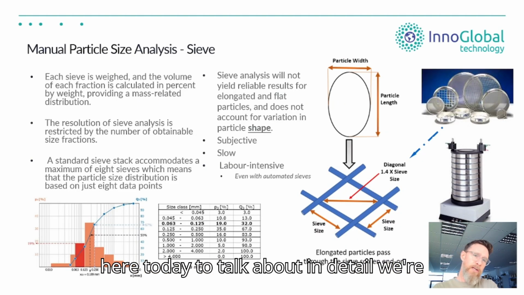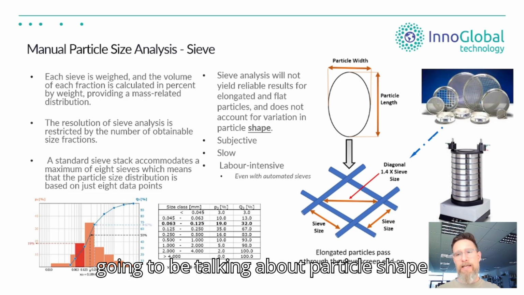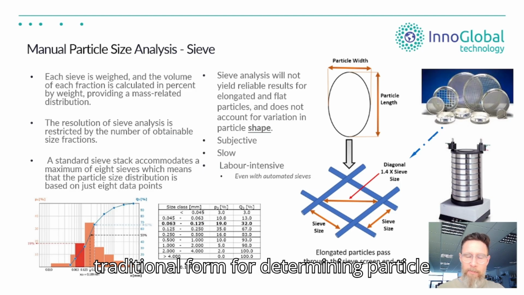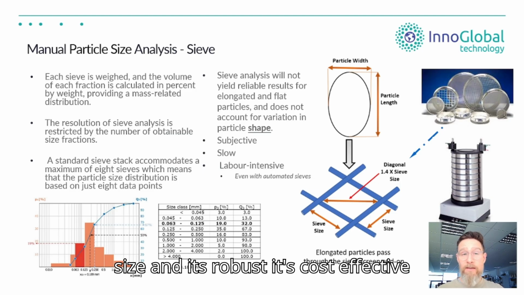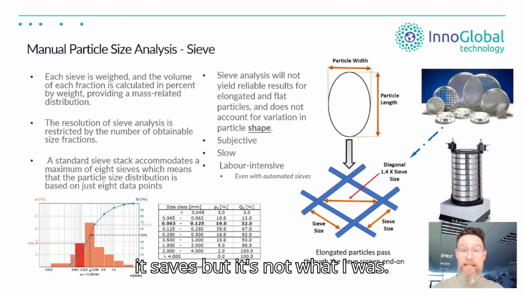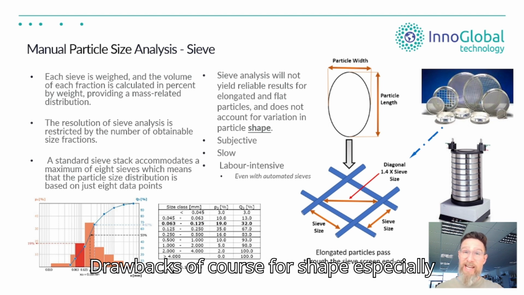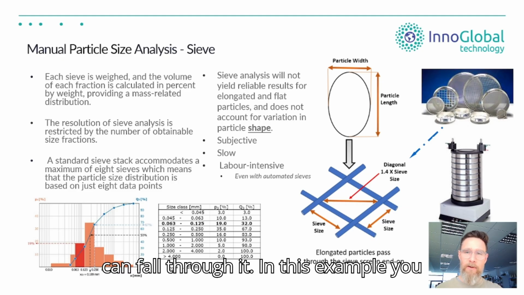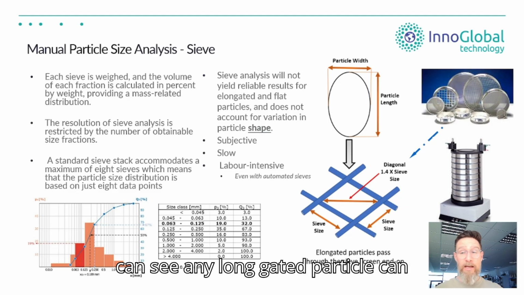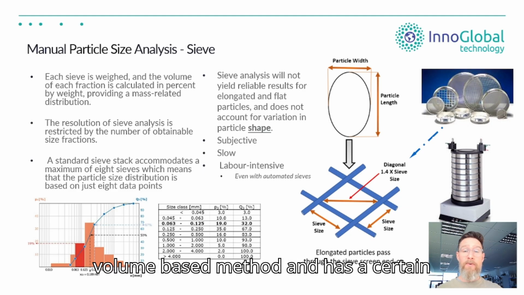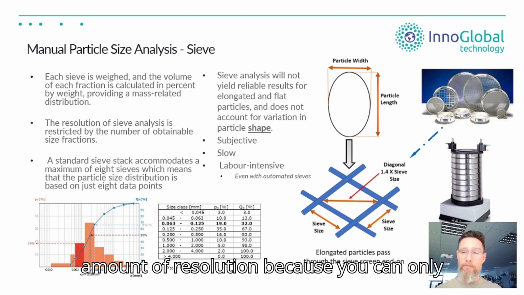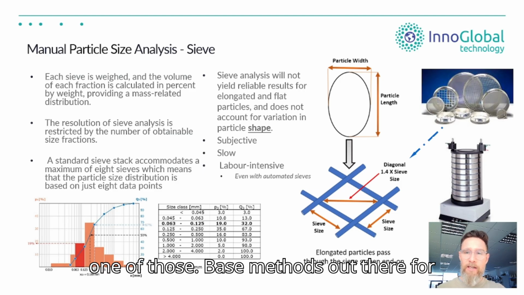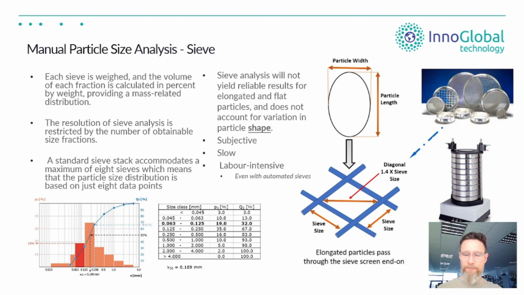We're going to be talking about particle shape, and so sieve analysis is really the most traditional form for determining particle size. It's robust, it's cost effective. Every analytical lab really has a set of sieves, but it's not without its drawbacks, of course, for shape especially, because it doesn't determine shape based on a square aperture for what material can fall through it. In this example, you can see an elongated particle can easily fall through. So it's more of a volume based method and has a certain amount of resolution because you can only stack your sieves so high. So this is like one of the base methods out there for determining particle size.